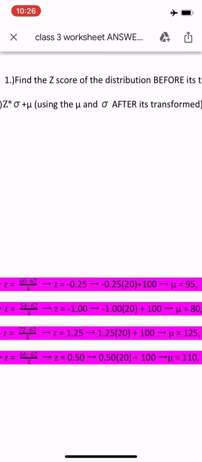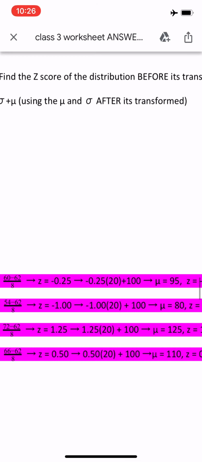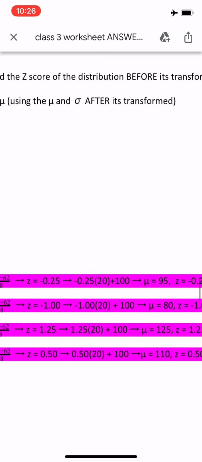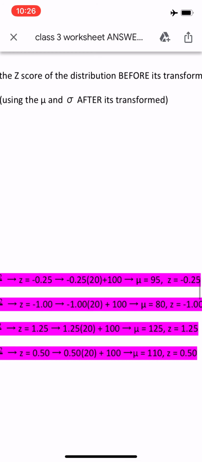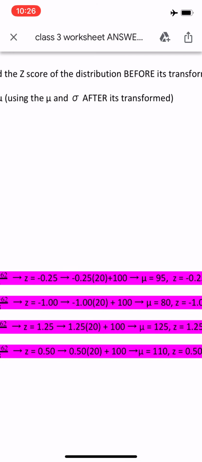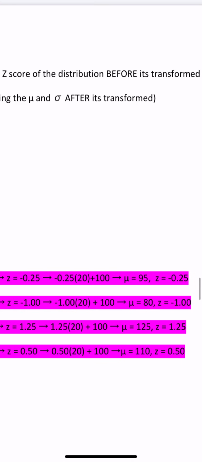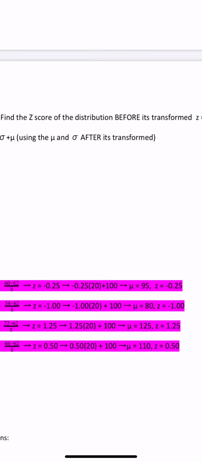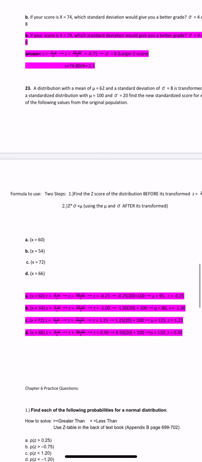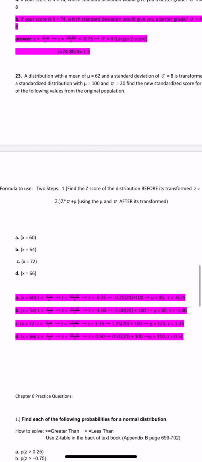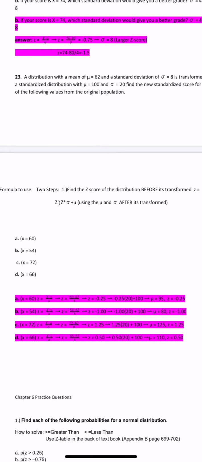Negative 1 times 20 plus 100 equals 80. 1.25 times 20 plus 100 equals 125. And negative 0.5 times 20 plus 100 equals 110. Okay, so that is how you transform z-scores to a standardized distribution using whatever mean and standard deviation you want to use.